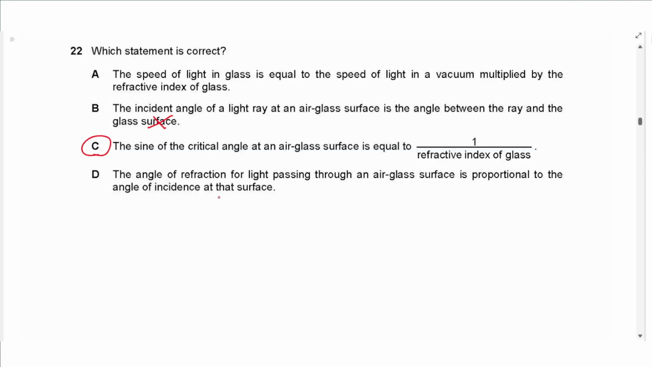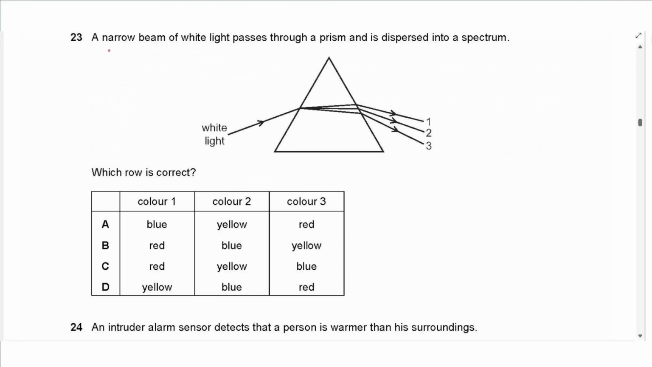Question 23 says a narrow beam of white light passes through a prism and is dispersed into a spectrum. Which row is correct? You should know that red has the smallest deflection and violet has the greatest deflection. So 1 would be closer to red, and 3 would be closer to violet. So color 1 should be red, and color 3 should be blue. There is only one blue here, so the answer is C, and yellow is in the middle, so we have no problems.